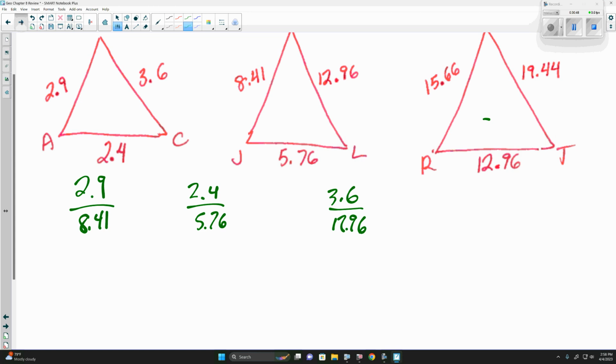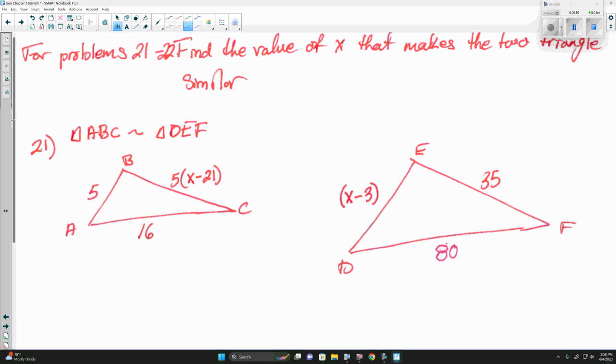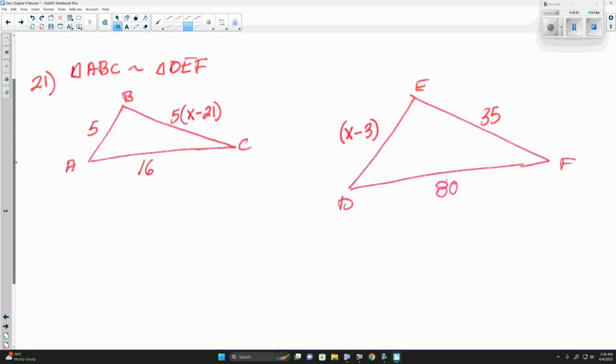We can come back and look at it here in a minute. I do want to make sure we get through all of this. Do we want to look at 21 or 22?